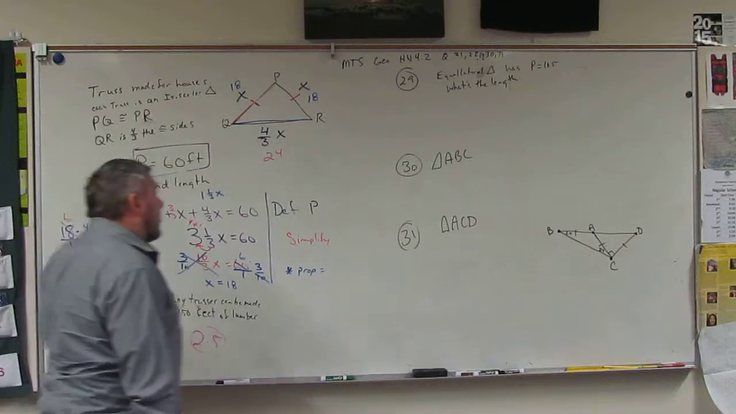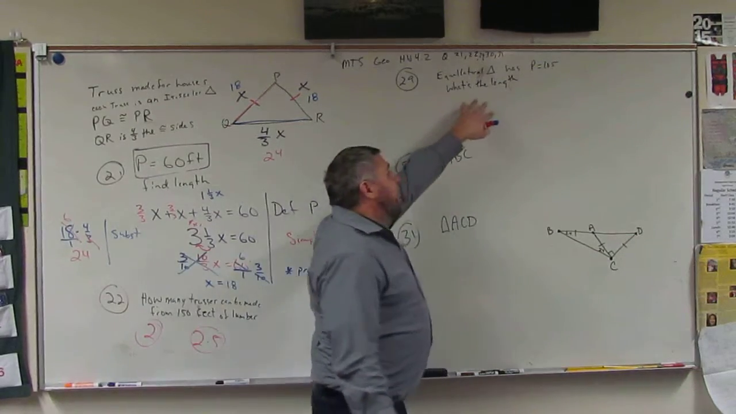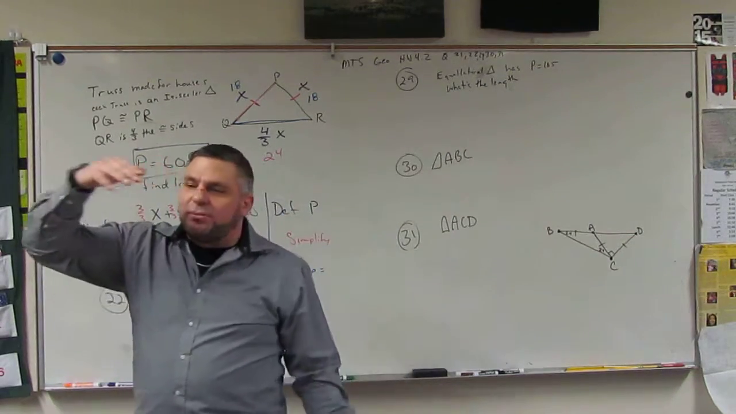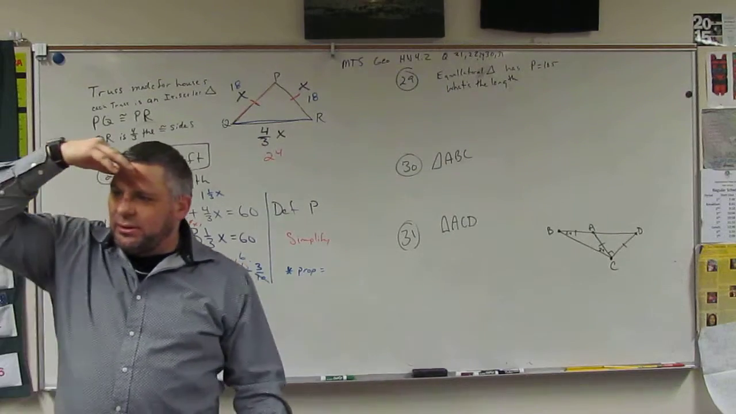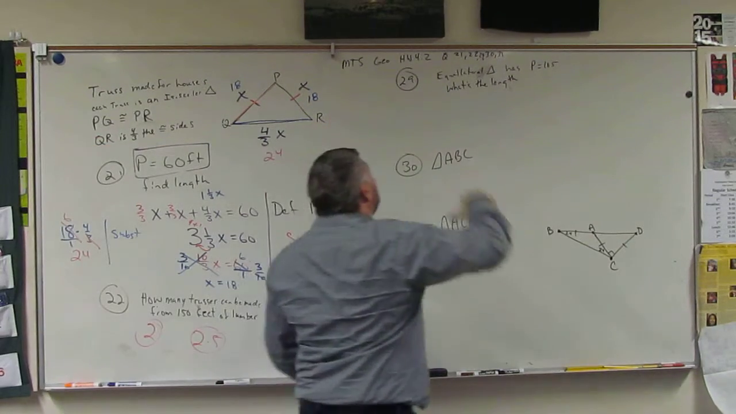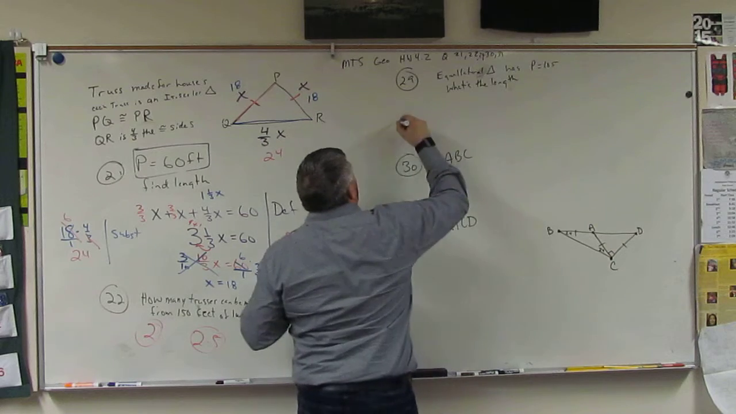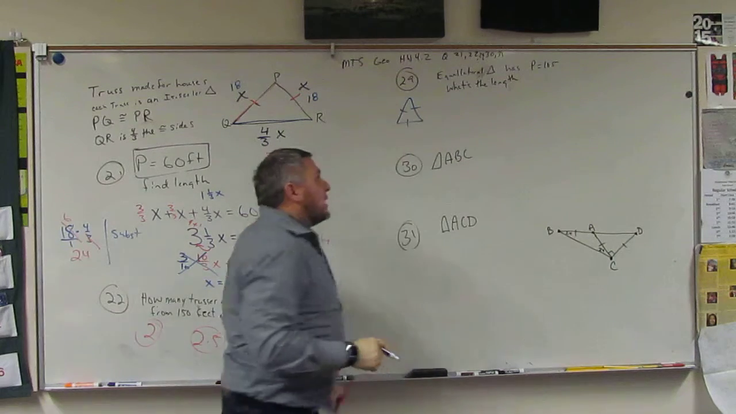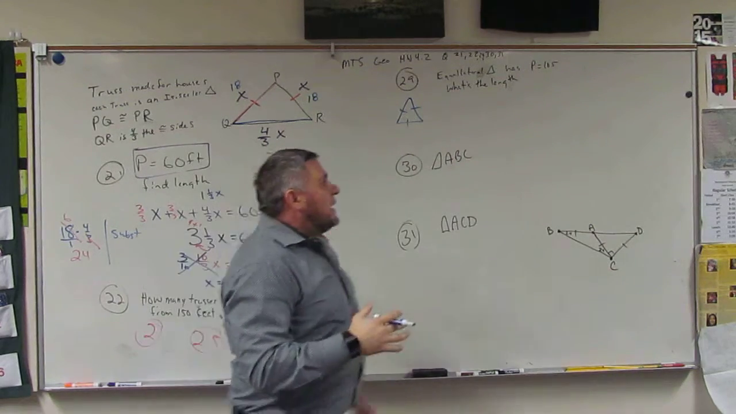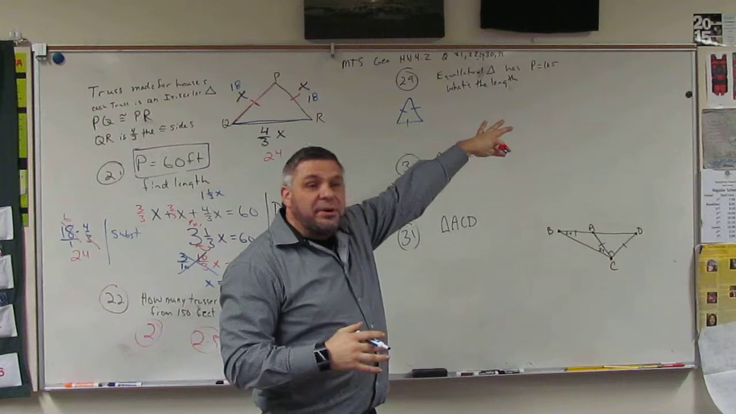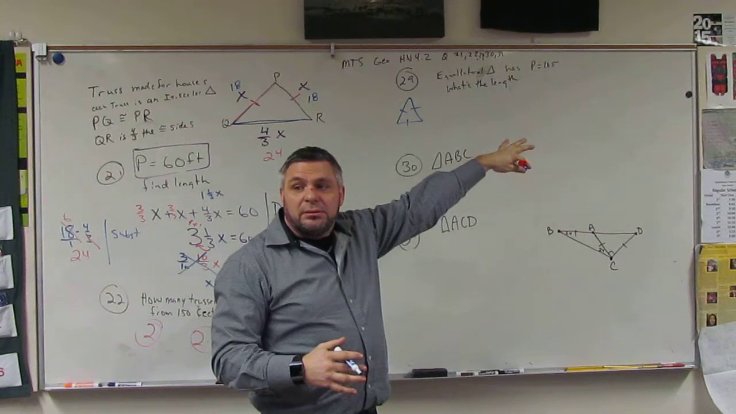All right. Next, 29. You have an equilateral triangle. What does that mean, equilateral? All sides are the same. Good. So I have all sides are the same. Okay? So then I have the perimeter is 150.